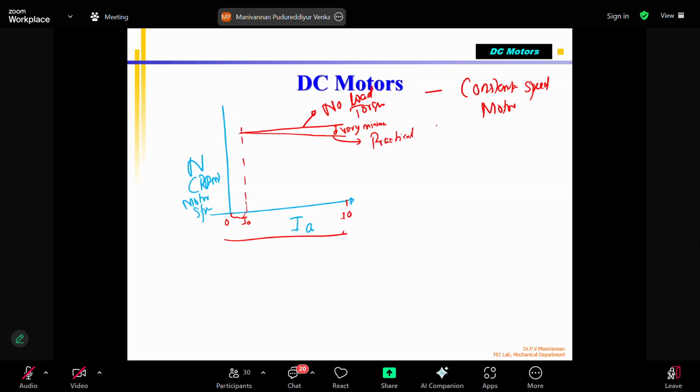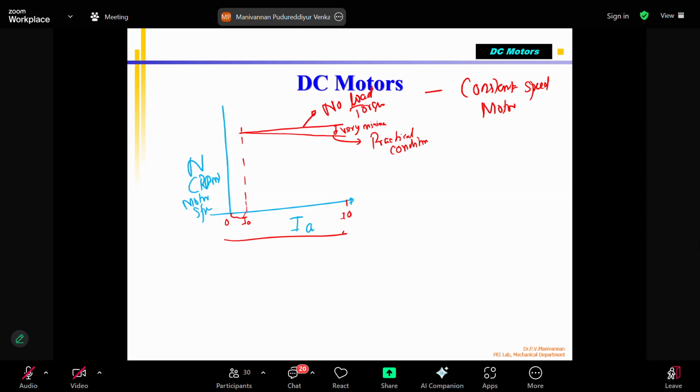Sir, I have a query over here. Yes, please. Sir, when I'm increasing the IA, that means I'm increasing the power input to the motor, right? And P is increasing. Now I don't have any load over there. So if no load is there and I'm increasing the power, that means the RPM should theoretically increase. Why is it constant?